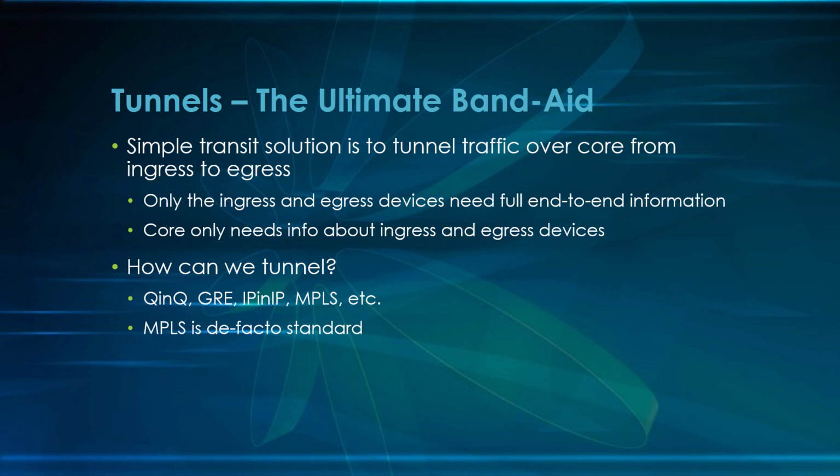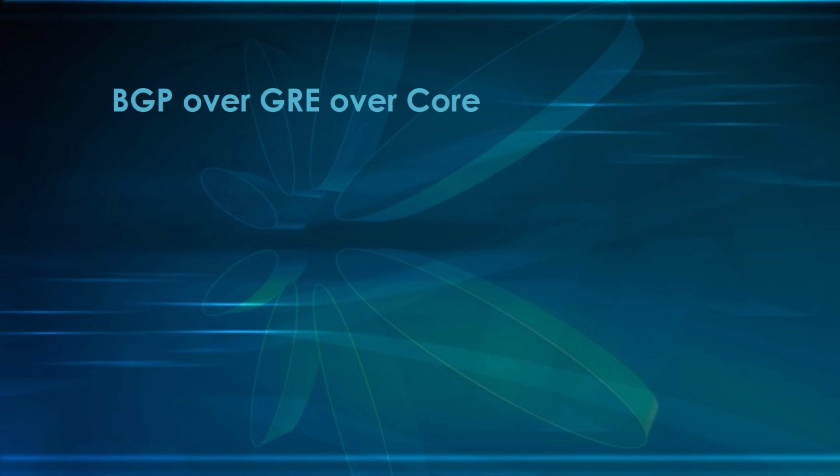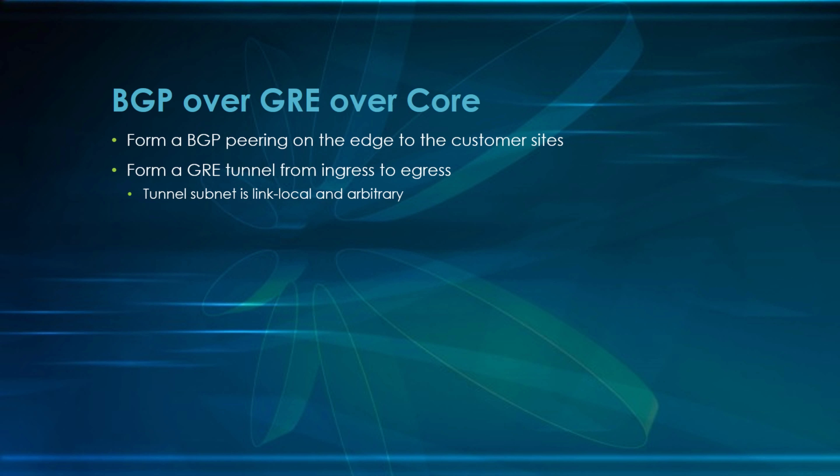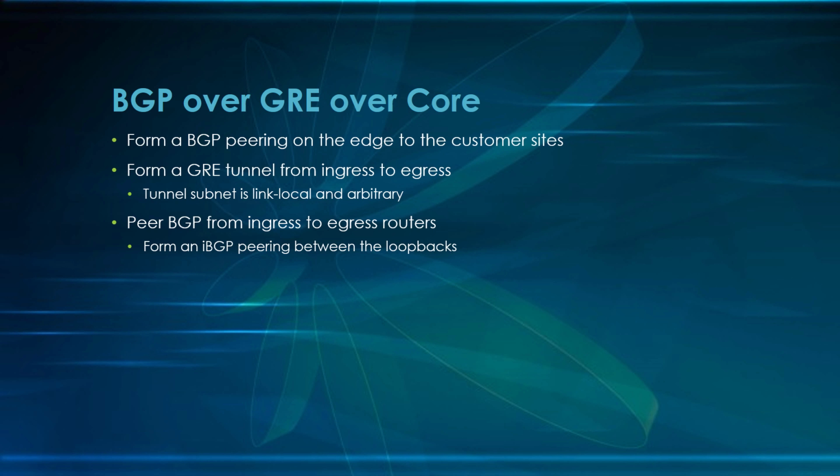Now, BGP over GRE over the core. From a BGP peering on the edge to the customer site, you're going to form a PE to CE connection from the customer to the provider. Once you've hit the provider, you're going to form a GRE tunnel from the ingress PE to the egress PE, and you're going to have a subnet that sits on that GRE tunnel. What you're going to do then is peer BGP from the ingress to the egress router, using that particular link as your connection to the remote end.